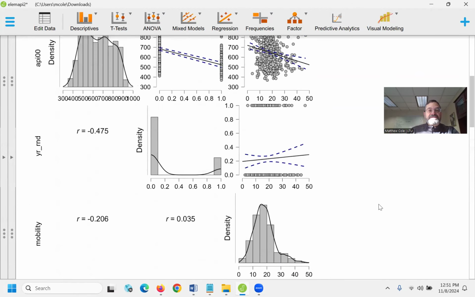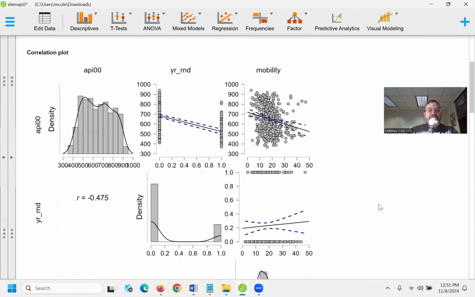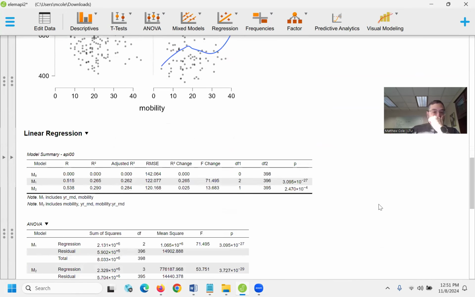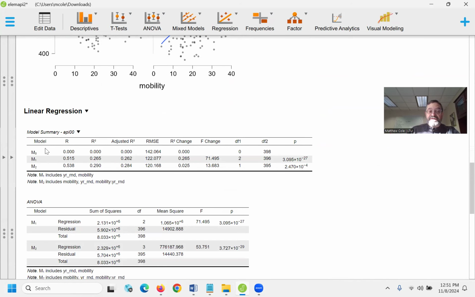So from the top, there's our correlation. Next, we did our flex plot, and now we have our linear regression. So it starts with the model summary, which is the goodness of fit. It's showing us how these models are changing as we added in variables. So model 0 was no predictors.